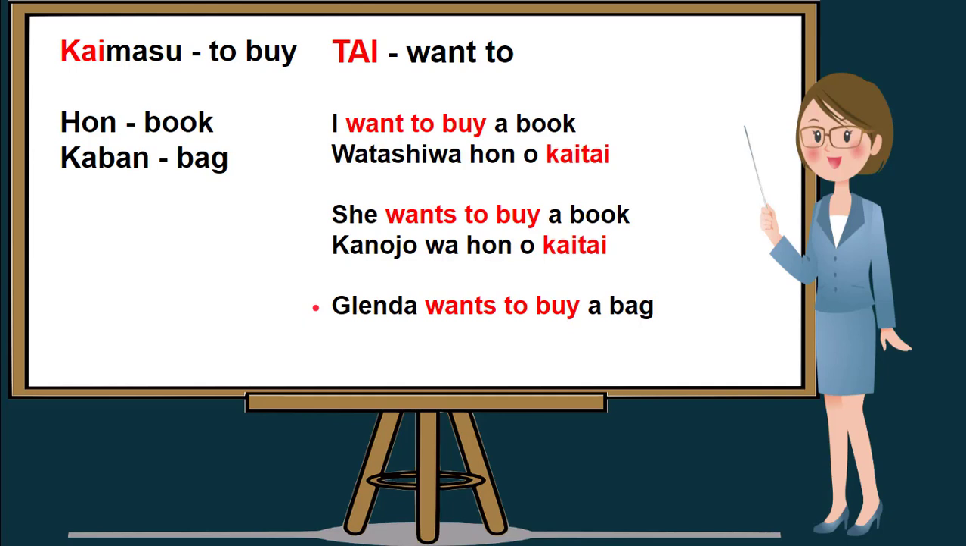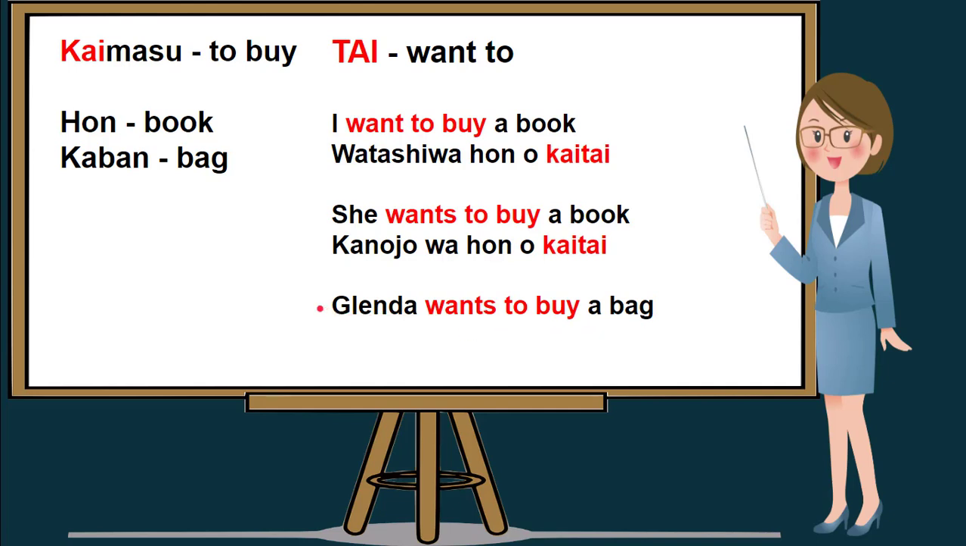Okay, so let's translate them one by one. Glenda is Glenda-san, wants to buy is kaitai, and a bag is kaban. But we will not translate this word by word. So it is going to be Glenda-san wa kaban o kaitai. I'll repeat. Glenda-san wa kaban o kaitai.